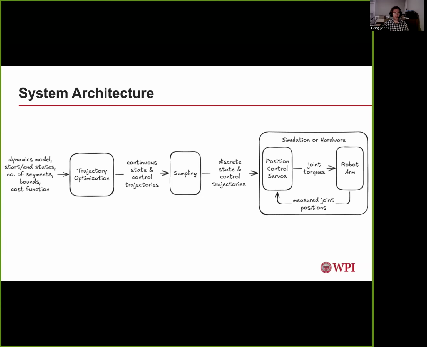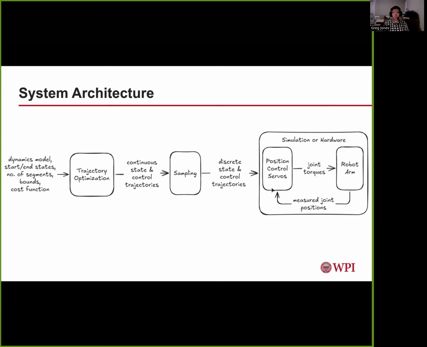In this case, the control is actually the joint torques. Then that gets sampled at a particular period, 20 milliseconds, for our experiments. And those generate discrete sampled trajectories, and specifically the position sampled trajectory gets sent to the position-controlled servos because they can't take any other target input. Ideally, they would take torque, but they're position controlled.